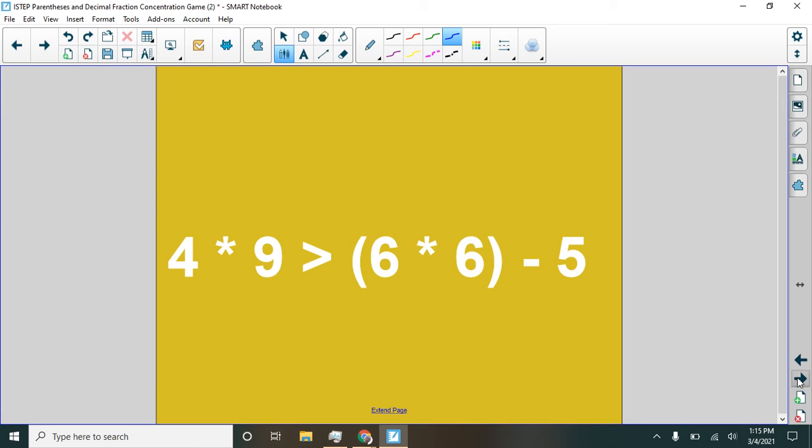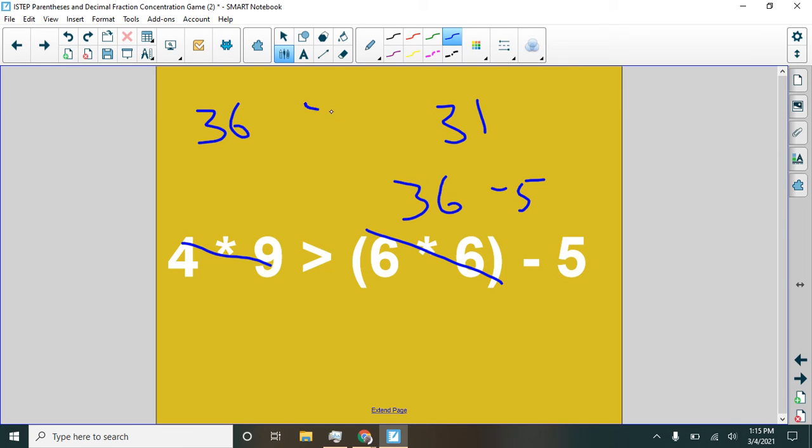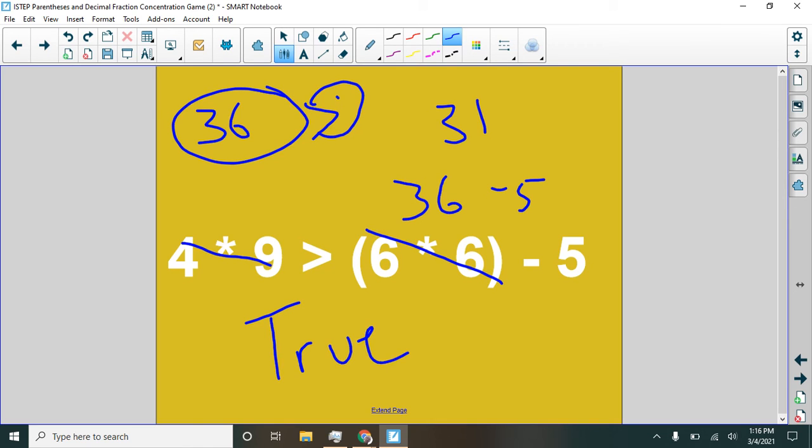All right, where's the parentheses? There they are, 36 here. 36 minus 5 is 31. And on this side, we have 36. The mouth is eating the bigger number. You should have said true. Okay, if the mouth is eating the correct number, then it is a true number sentence.